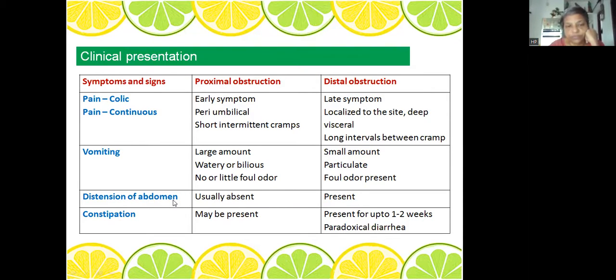Distension of the abdomen. In proximal obstruction, distension of the abdomen is usually absent, and constipation may be present. But in distal obstruction, distension of the abdomen will be present, and there will also be paradoxical diarrhea for up to 1 to 2 weeks. And what is paradoxical diarrhea? That is a fecal impaction, when the colon is blocked by fecal matter. We call that paradoxical diarrhea.